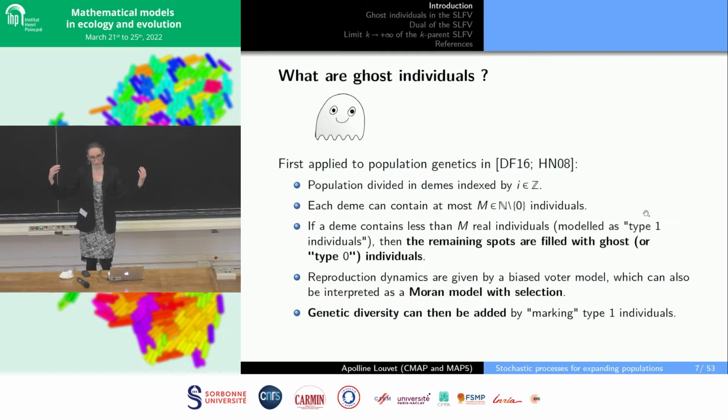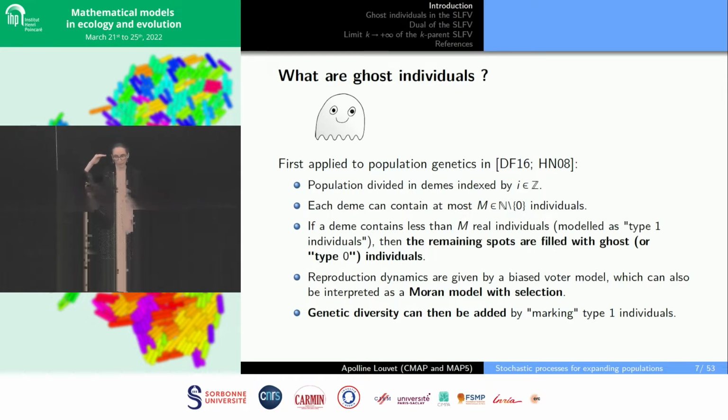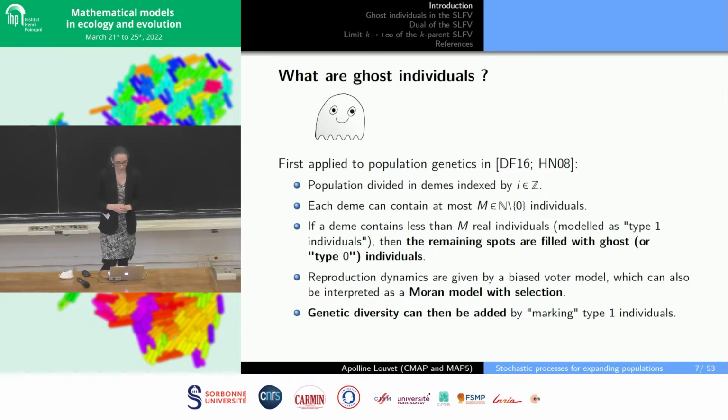So in the model they consider, the population is divided in demes or patches which are along a line, so it's in one dimension. And each patch can contain a maximal number of individuals, the kind of carrying capacity. And if your deme contains less than this maximal number of individuals, then you fill it with ghost individuals. The reproduction dynamics is then given by what can be considered in interacting particle systems as a biased voter model, and in population genetics as a Moran model with selection. And on top of it, you can add genetic diversity by putting a specific mark on real individuals.